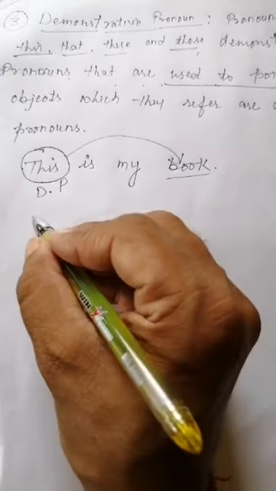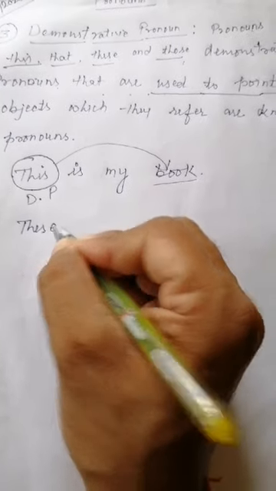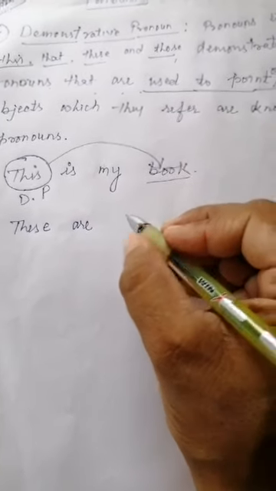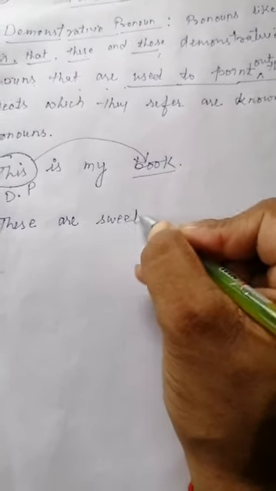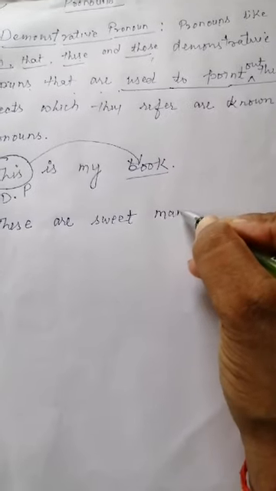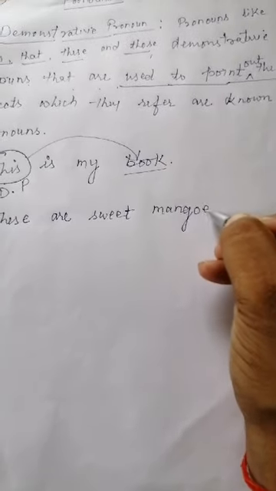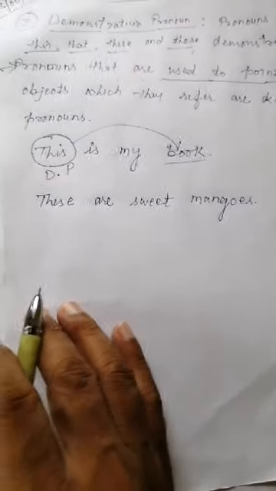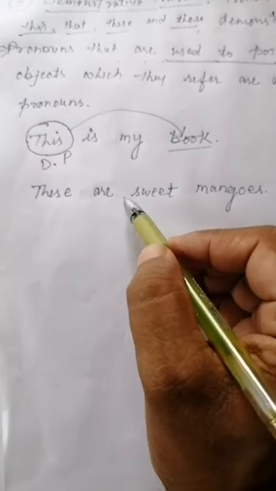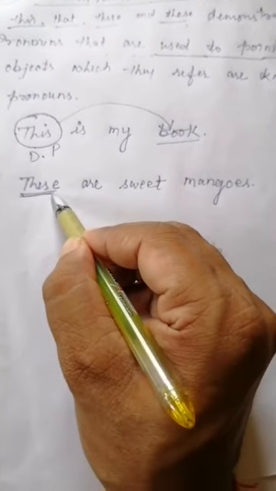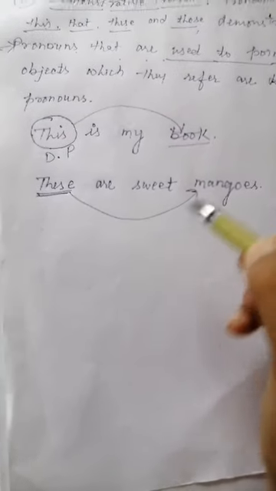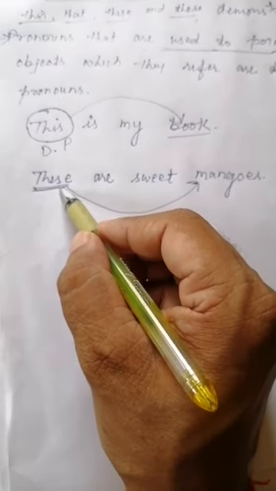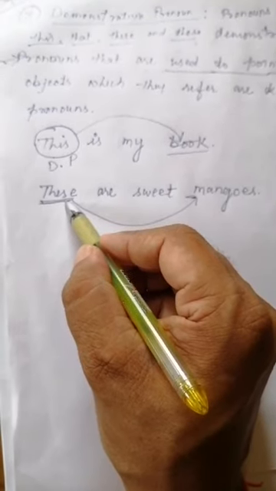Next example. These are sweet mangoes. So again in this sentence, these is demonstrating or pointing out mangoes. Sweet mangoes. So here it becomes your demonstrative pronoun.